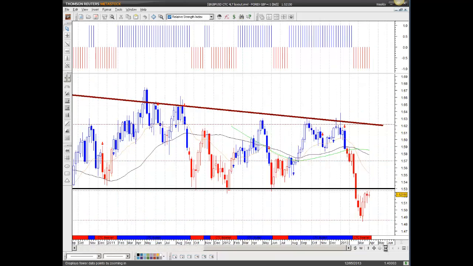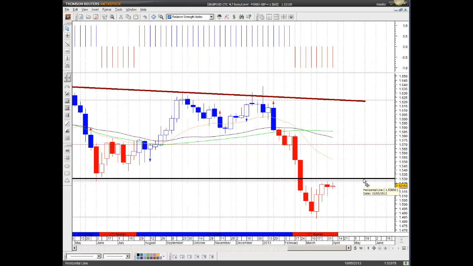And we've seen a nice bounce to the upside. However, it is still being capped by that 1.5300. You can see price moving into that 1.5300, and as long as it maintains below 1.5300, the sentiment is still looking very much negative indeed for this particular pair.